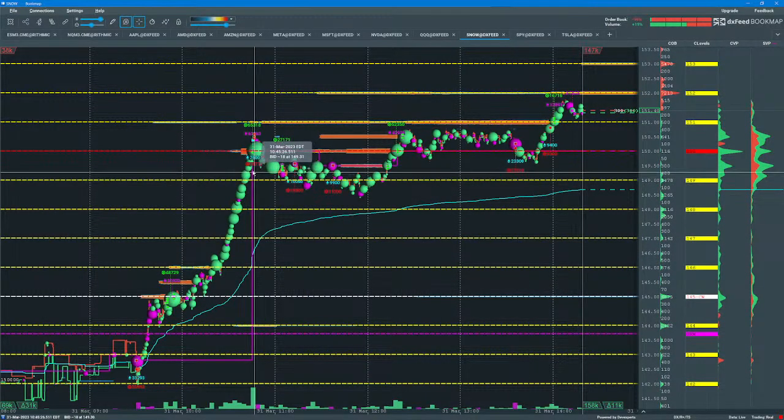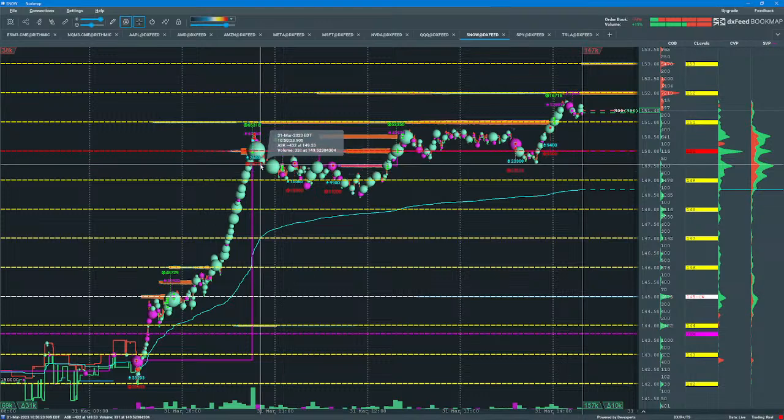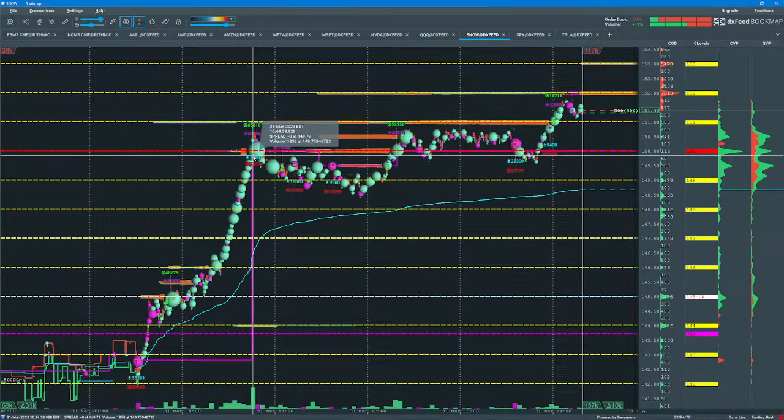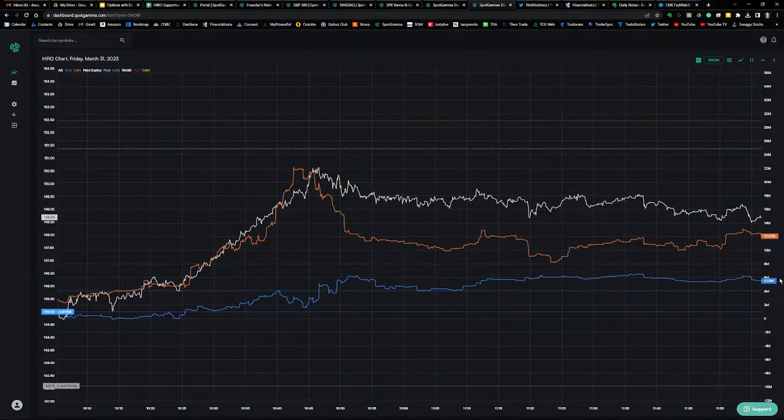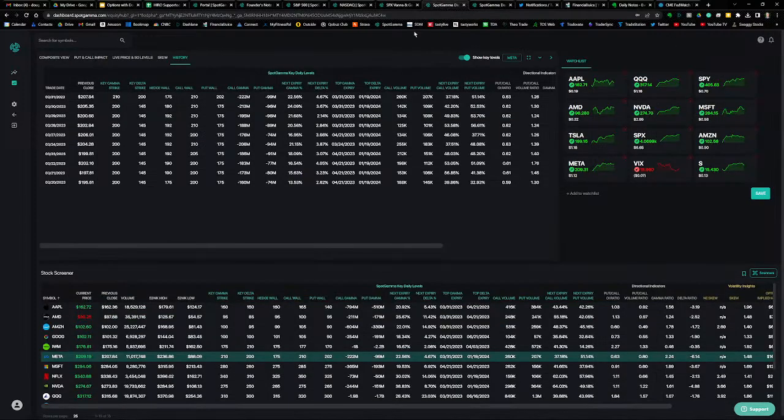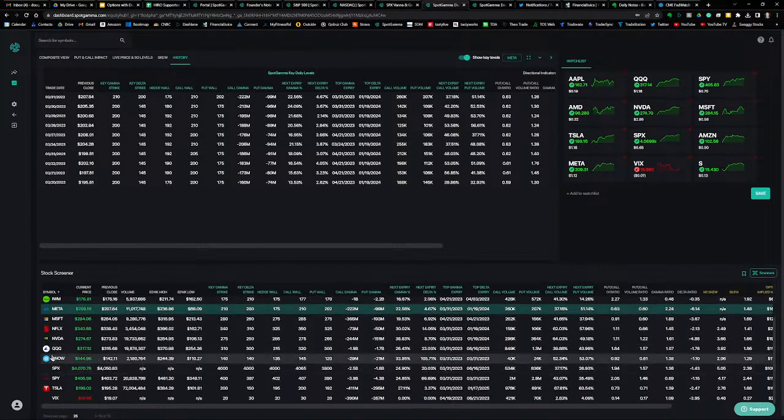150 just being a big round number, there was not necessarily any significant liquidity at that level. I want to take a look at Equity Hub and see if we can get more information on the significance of that level. So let's go to Snowflake.